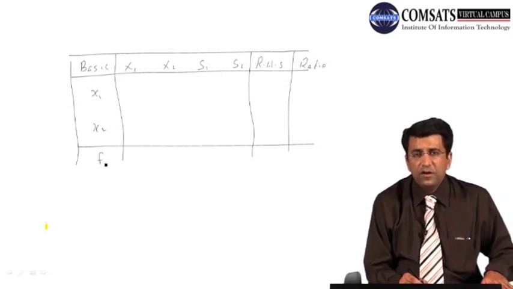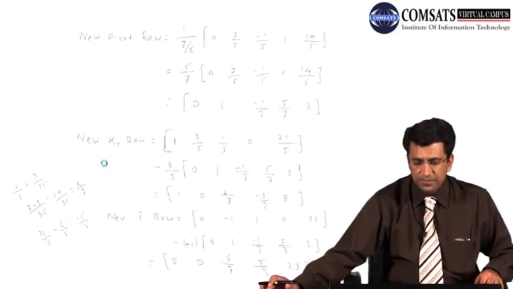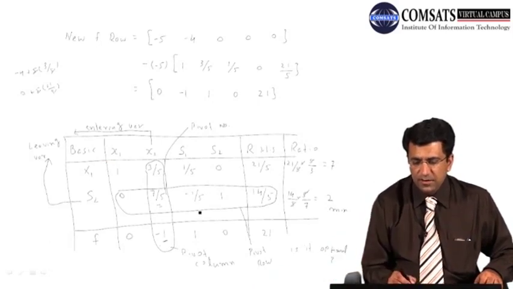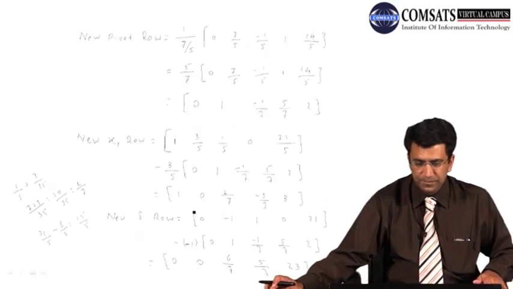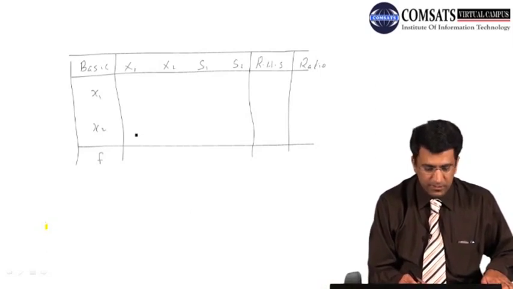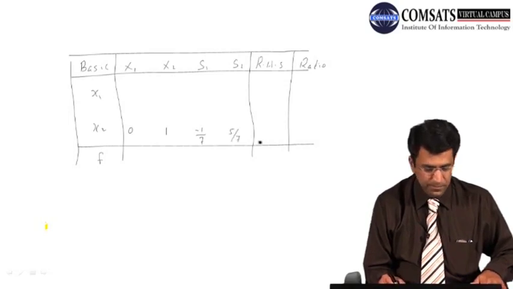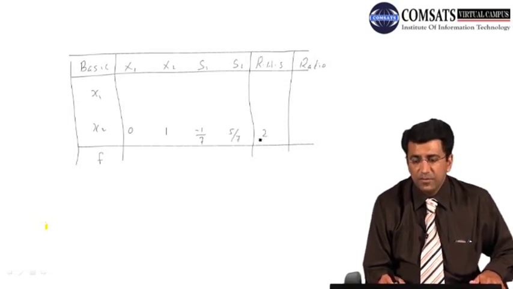Now again, first of all we will put our new pivot row in replace of that old pivot row. If you refer again to the previous table, this one is our old pivot row, so we will place the new pivot row at this particular position. So this will be our new pivot row, that is 0, 1, minus 1 by 7, 5 by 7, and 2. So class, this is our new pivot row.